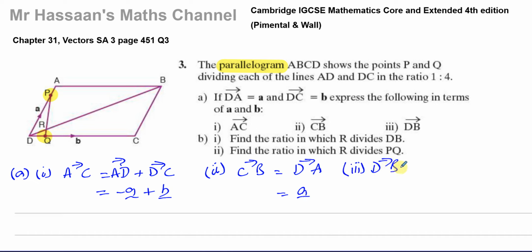Now I can go from D to B in 2 ways. I can say DC plus CB, and that's going to give me b plus a. We already know DC, we already know CB. Or we could say DA plus AB. That'll be a plus, and as before, AB is parallel to DC and the same length, so it's the same vector as DC, which is b. So you have a plus b, which is the same as b plus a. Whichever way you look at it, you can write this as a plus b. That's perfectly fine. So there's the answer to part a.